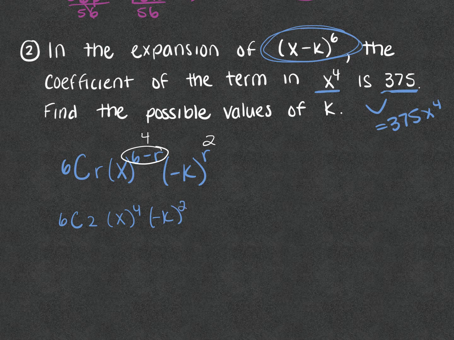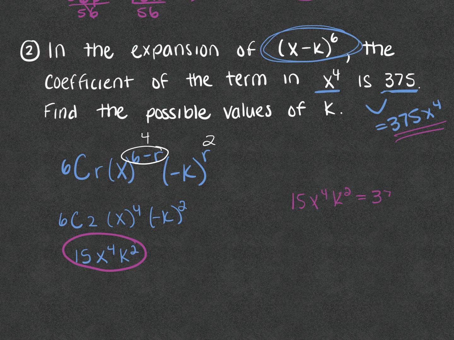Okay. If we evaluate 6C2, that's 15. So 15x^4. If we have negative k times negative k, that's going to be positive k squared. And again, now we can take this term and set it equal to what they told us that term should equal. So we have 15x^4k^2 equals 375x^4.